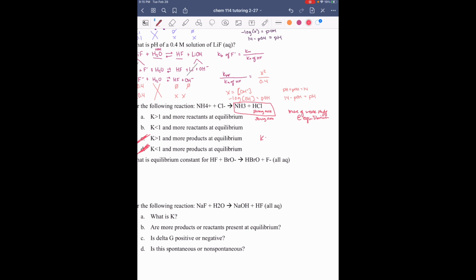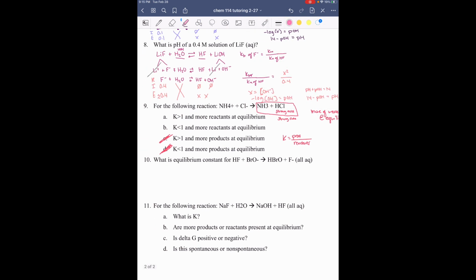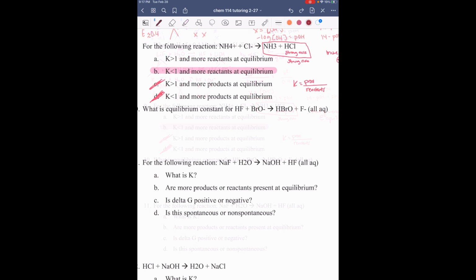And K is equal to products over reactants. So if I have more reactants at equilibrium, K is going to be less than 1, because it's going to be like a fraction. So we then know that the answer is K is less than 1 and more reactants at equilibrium.